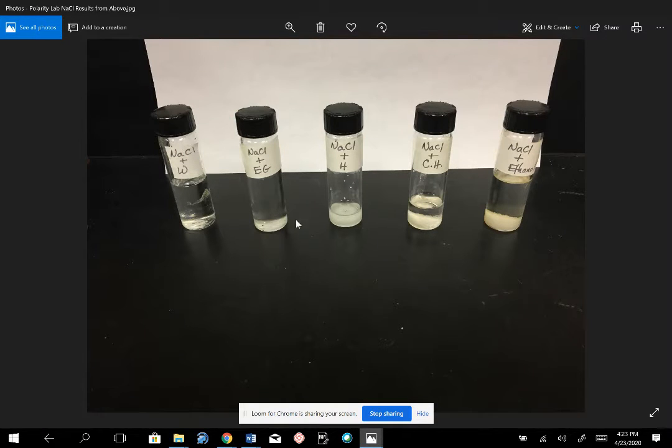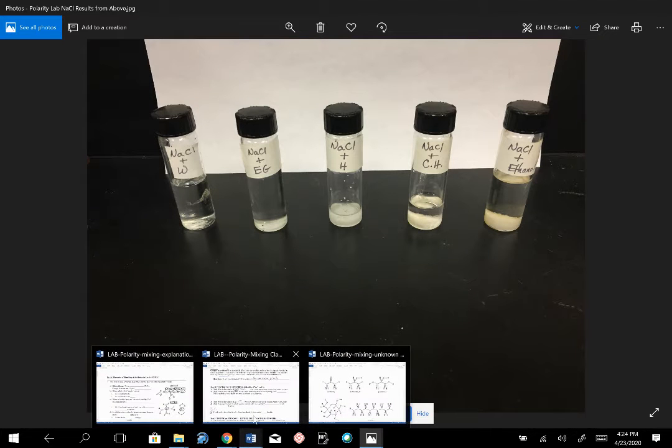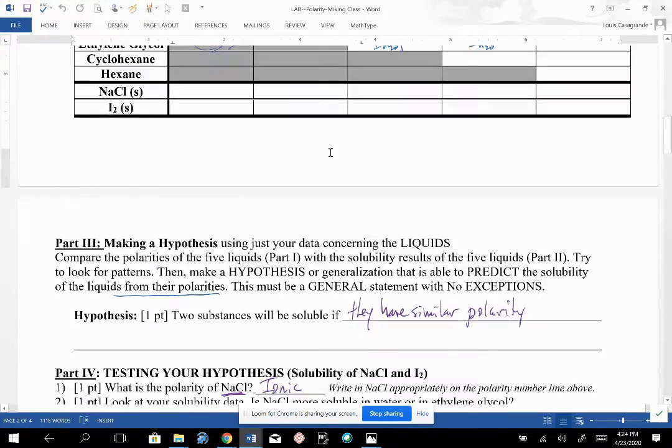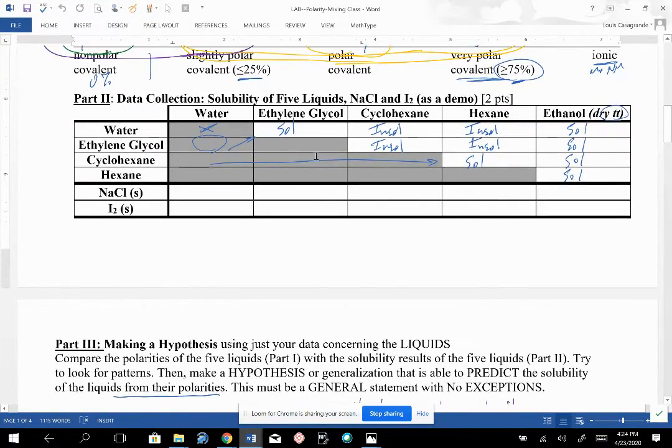With the ethylene glycol, you can see there's a slight amount of sodium chloride on the bottom. With the hexane and the cyclohexane, all the sodium chloride is still there, so that's completely insoluble. And with the ethanol, the same thing. The sodium chloride is insoluble in the ethanol.